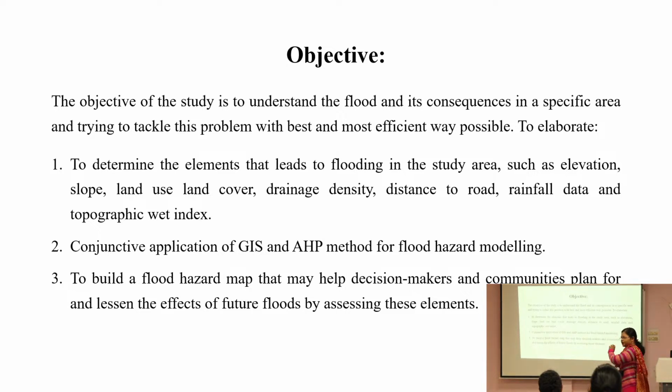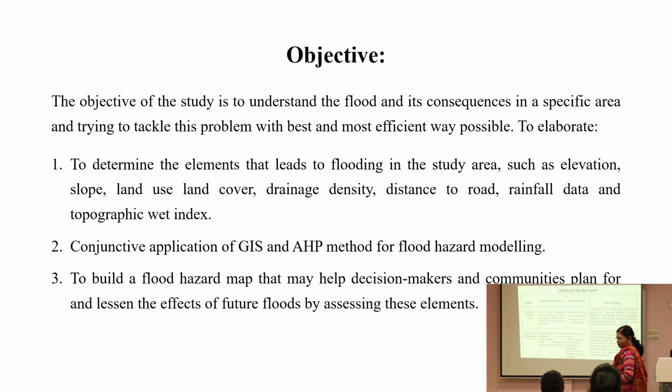Everything is there, but some are written here. So, conjunctive application of GIS and the AHP method for flood hazard modeling. We have taken the GIS and AHP technique, and hazard mapping has been done, to build a flood hazard map that may help decision makers and communities plan for and lessen the effects of future floods by assessing these elements. After that, it is also extended to vulnerability mapping and risk mapping. I have given this objective, but it is extended.